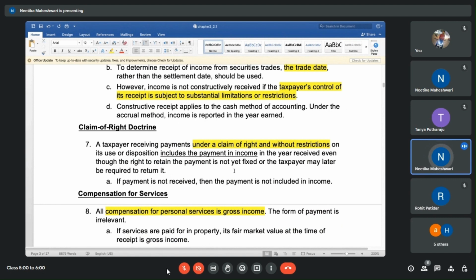There's not a restriction that, okay, if you finish this step, then only you have a right to it. Like, we have prepared the tax return, but that doesn't mean anything.